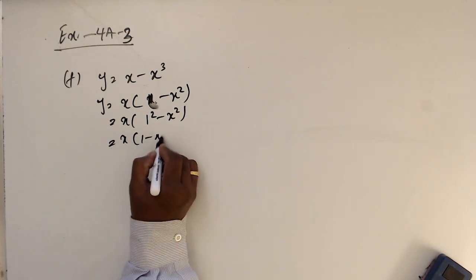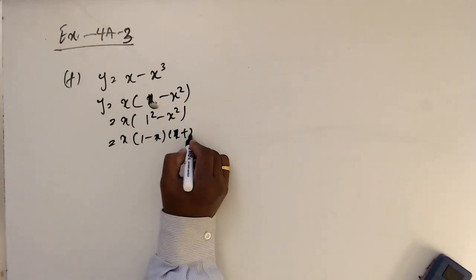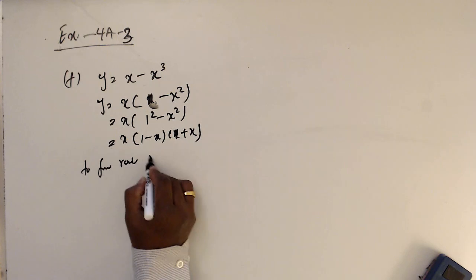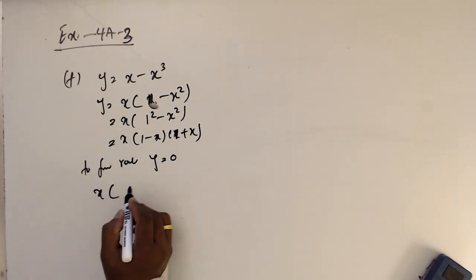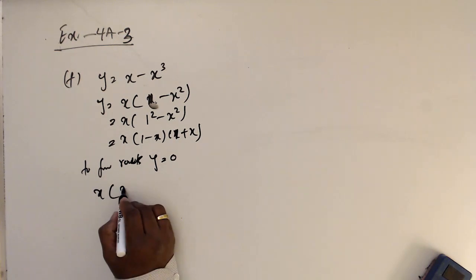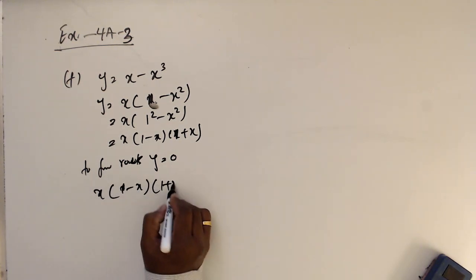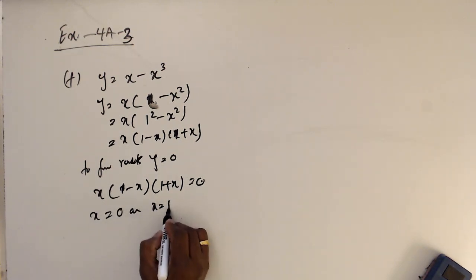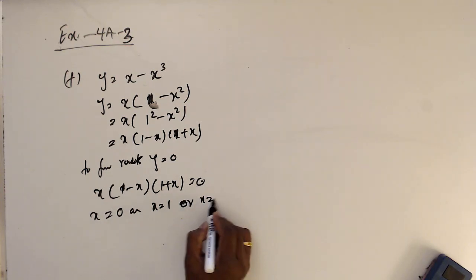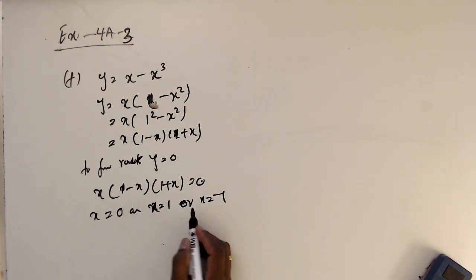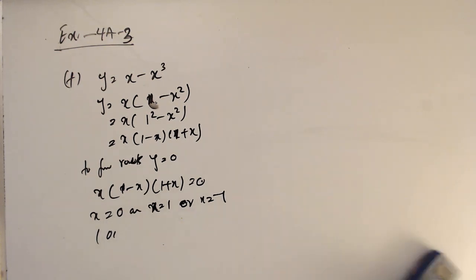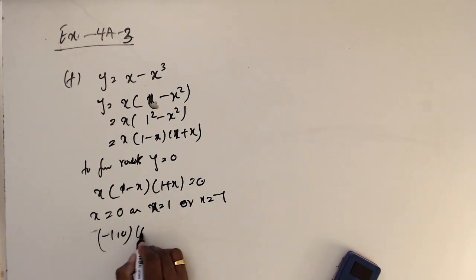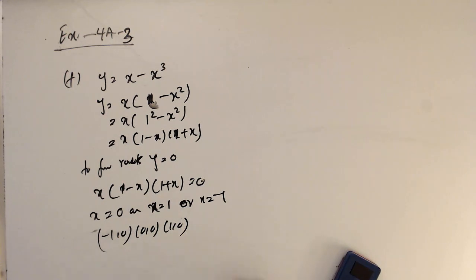Now, using the difference of squares, to find the roots, y equals 0, then x(1 − x)(1 + x) = 0, so x = 0, or x = 1, or x = −1. So the roots are (−1, 0), (0, 0) and (1, 0).